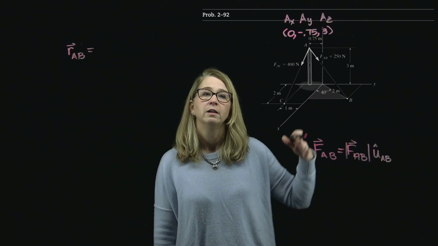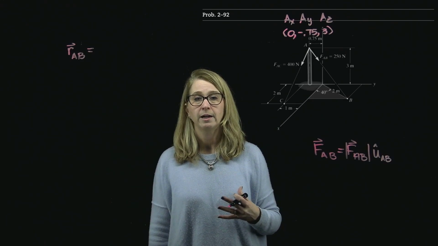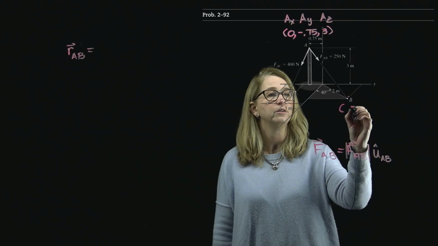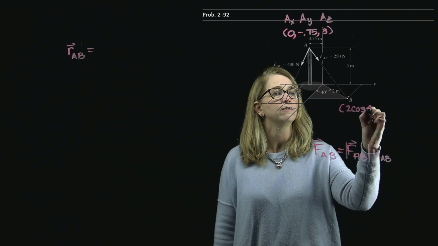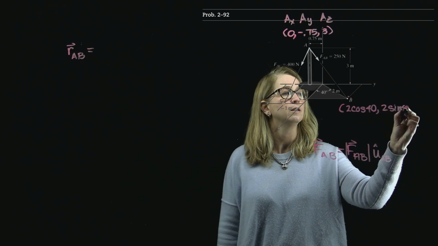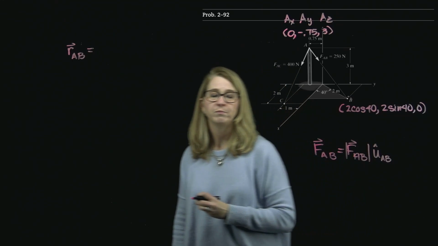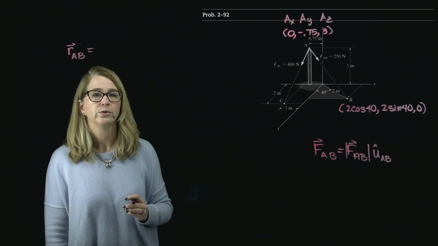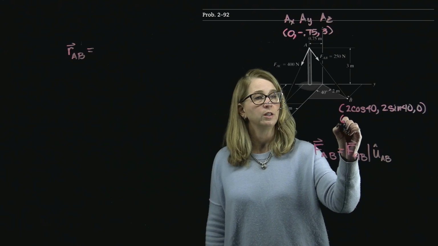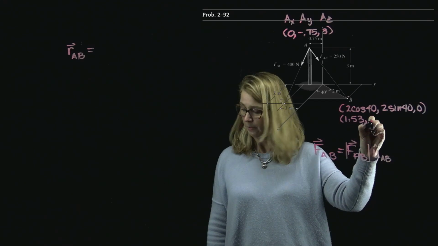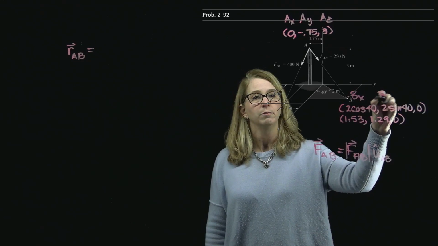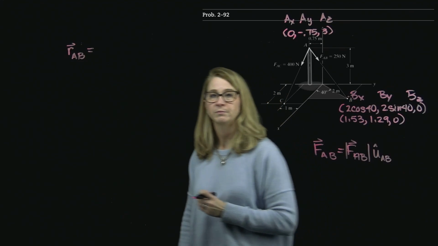And then that 2-meter line is at an angle of 40 degrees with respect to the x-axis. And so that actually means that the x-coordinate of point B is going to be 2 times the cosine of 40. The y-coordinate is going to be 2 times the sine of 40. And it's on the xy plane, so the z-coordinate is 0. Just for reference sake, because we're going to be using the numbers, this is 1.53, this is 1.29, and this is 0. So these are bx, by, and bz. All right.